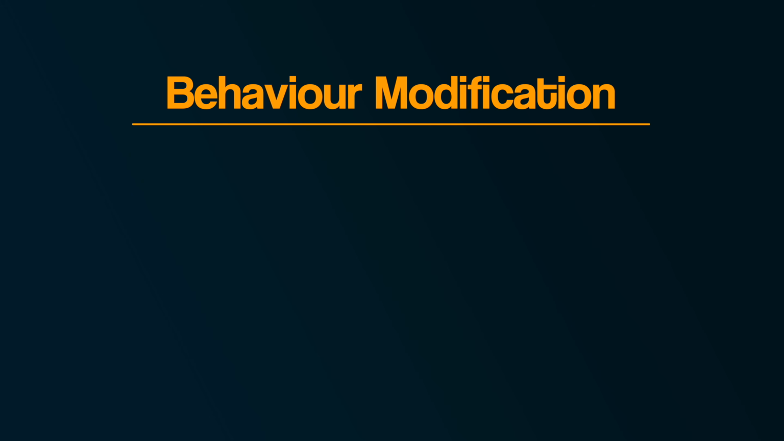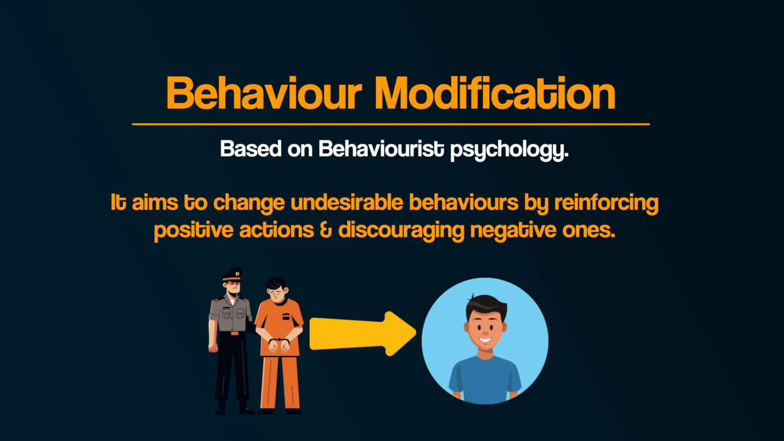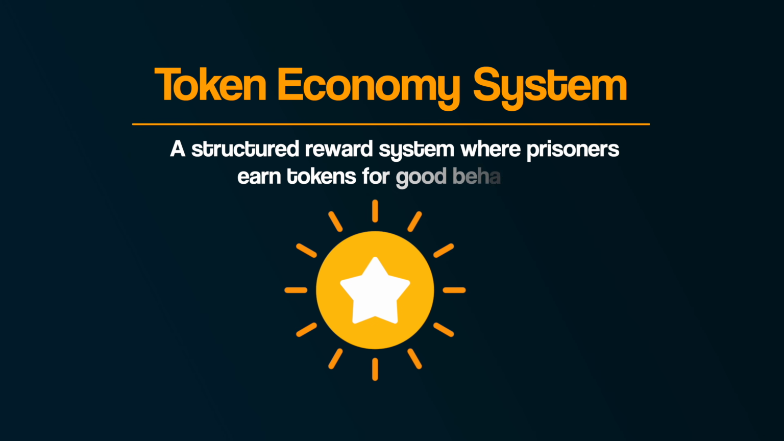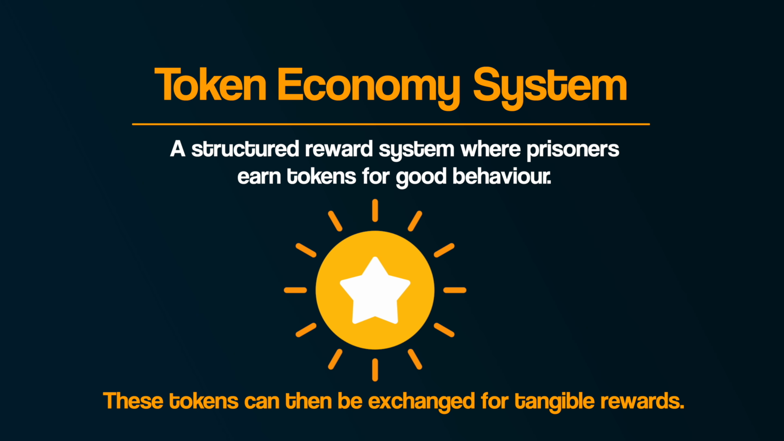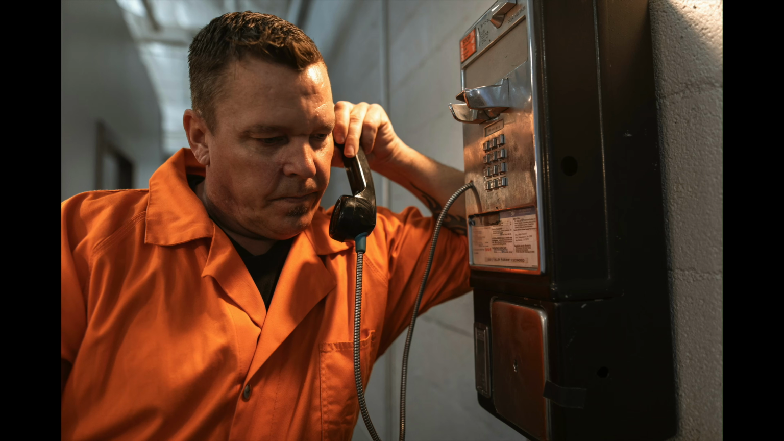Behaviour modification is an intervention based on behaviourist psychology, so think B.F. Skinner and operant conditioning. It aims to change undesirable behaviours, such as criminal behaviour, by reinforcing positive actions and discouraging negative ones. A token economy is a structured reward system where prisoners earn tokens for good behaviour. These tokens can then be exchanged for tangible rewards like snacks, books, or phone calls.